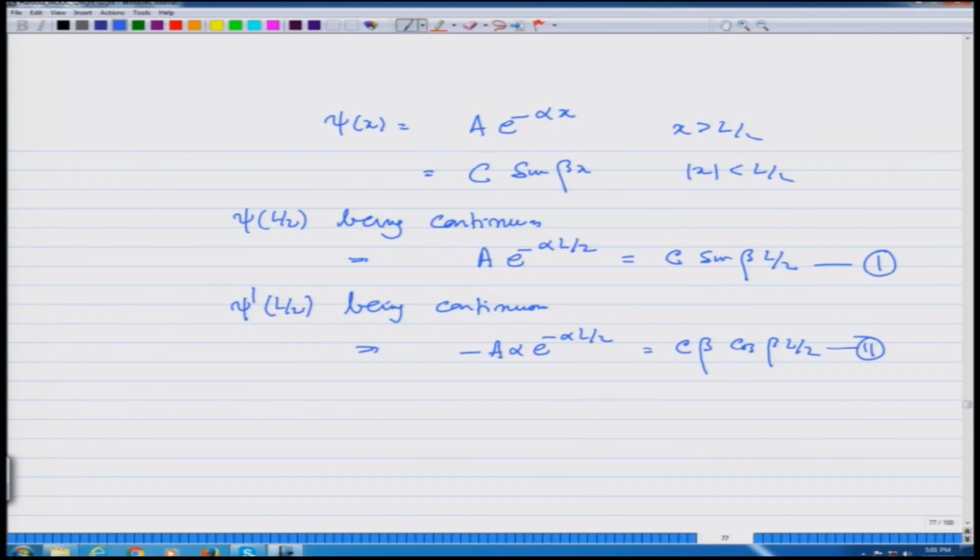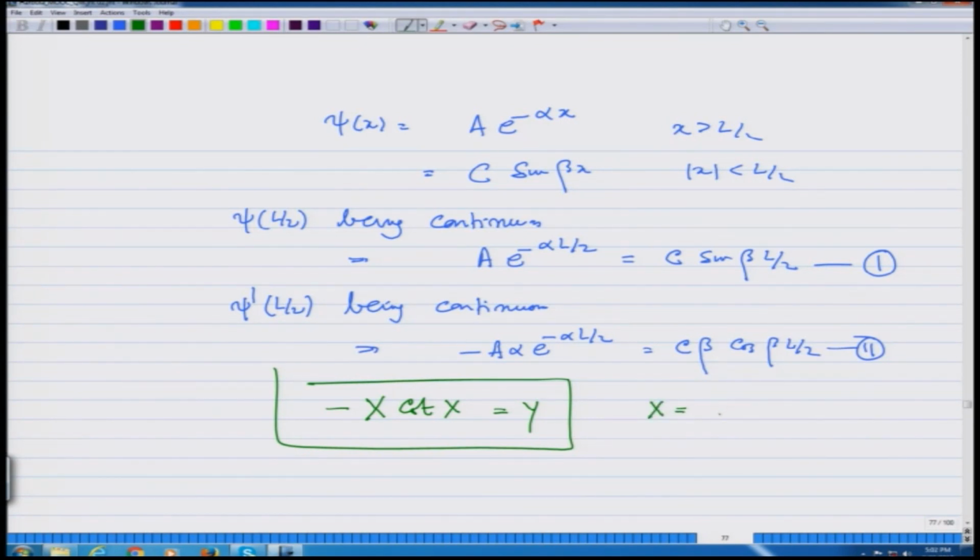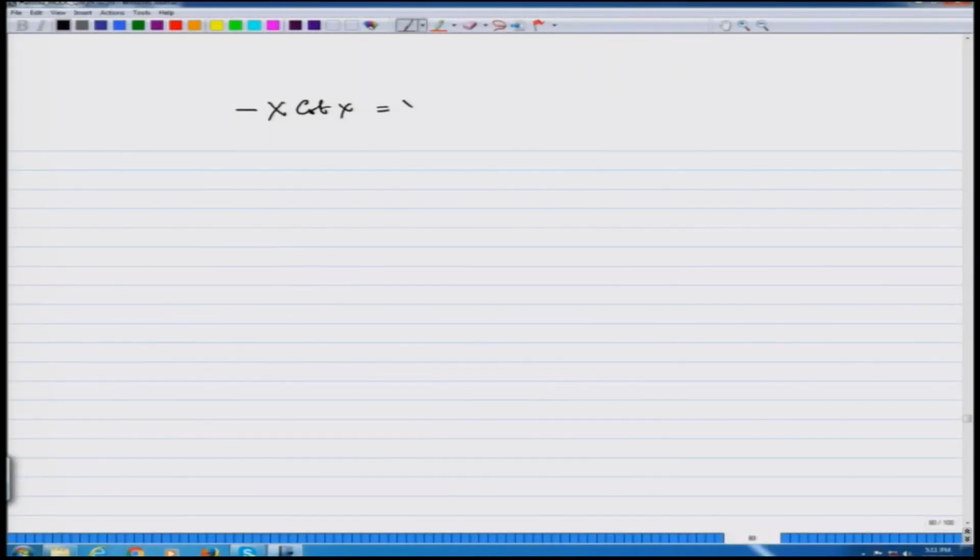This time when you combine the two equations, what you get is minus x cotangent of x is equal to y, where again x is equal to beta L by 2 and y is equal to alpha L by 2 like earlier. Solution of this equation, that is minus x cotangent x equals y, can also be obtained graphically as we did earlier for x tangent x equals y, and let us see how it is done.